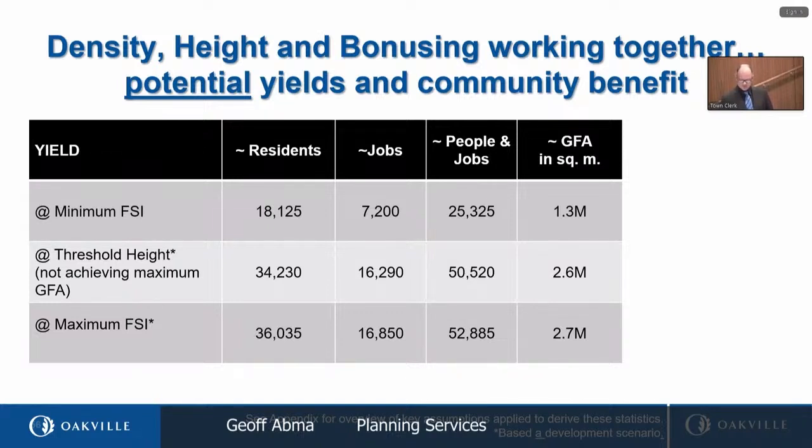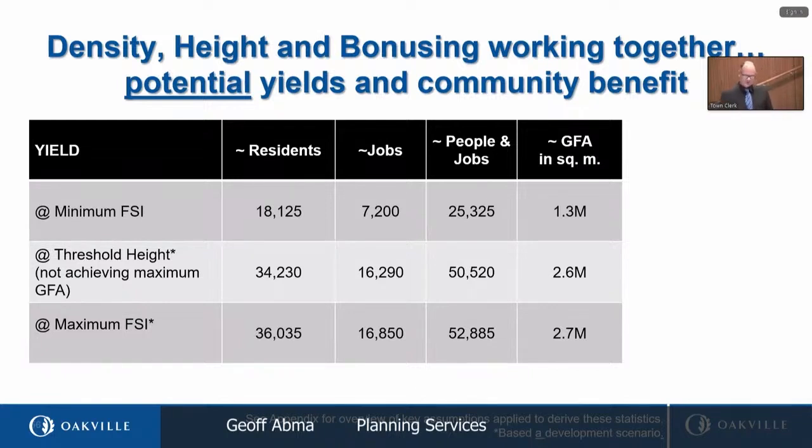At the bottom line, we have our maximum FSI. When you apply the algorithm that I just talked about to that, we estimate that you get just under 53,000 people and jobs across Midtown. Again, realize this is a theoretical number if all of the property in Midtown maximized to the fullest potential their community benefit to reach the maximum FSI. That's the upper number that you could get.